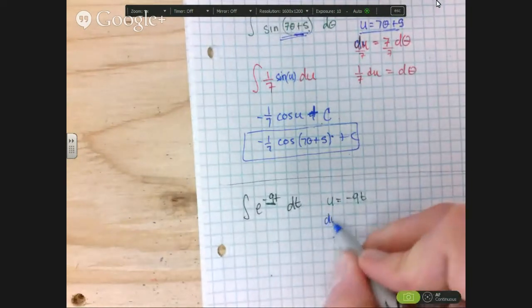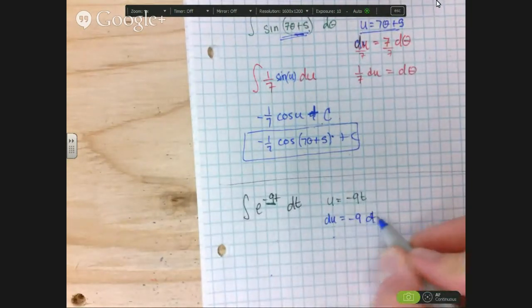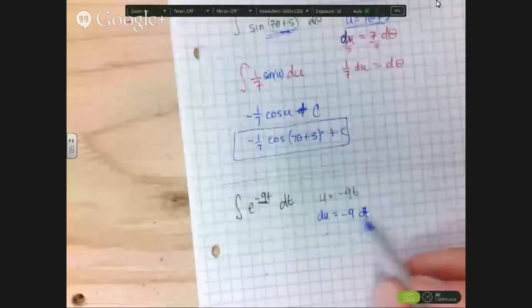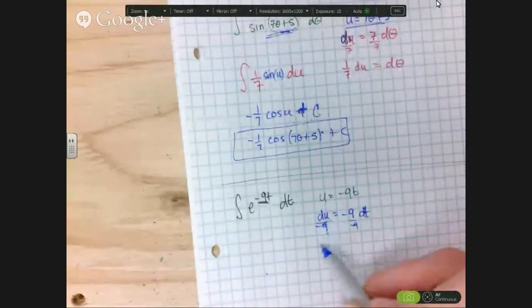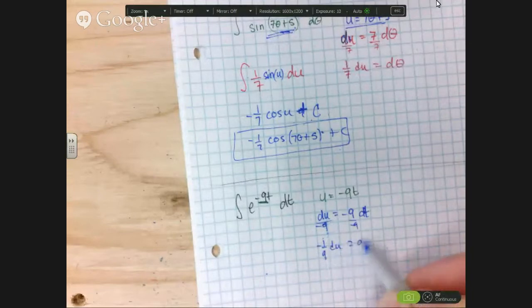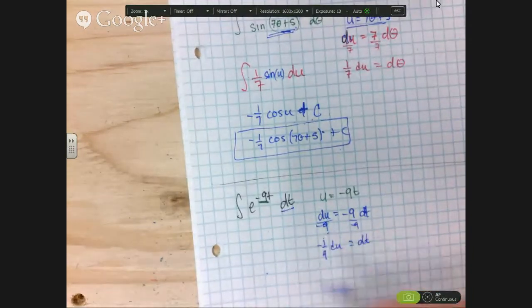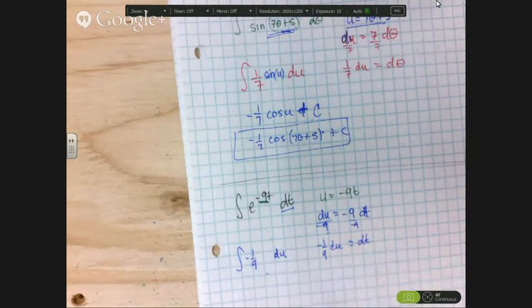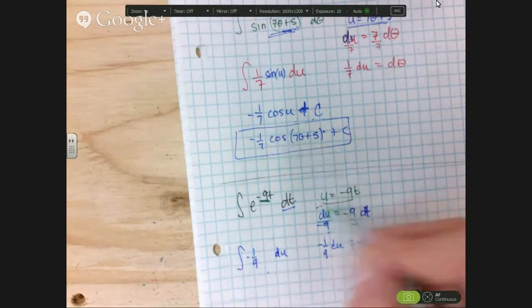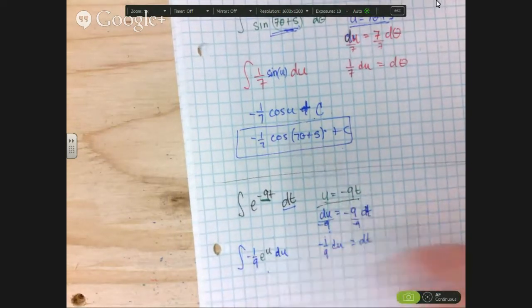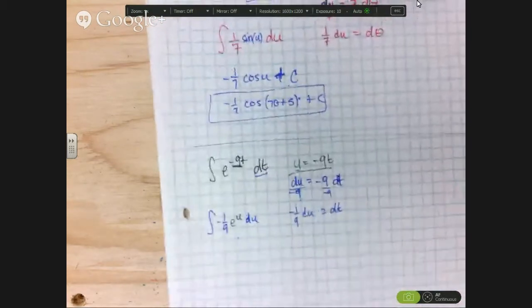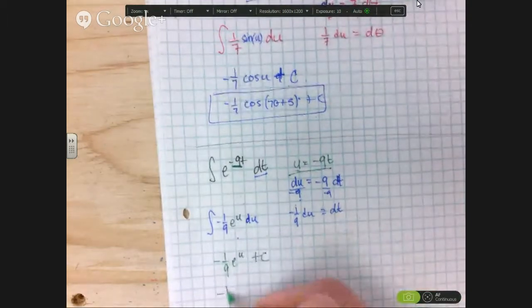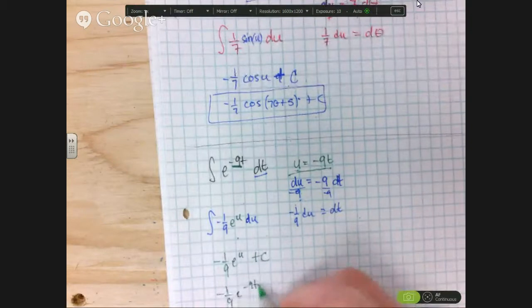du equals negative 9 dt. There's no negative 9 out here, so I'm going to divide by negative 9. Negative 1/9 du equals dt. That goes in for dt. And then we have this, which gives us e to the u. Now you can take the derivative or integral of e to the u. So we end up with negative 1/9 e to the u plus c, which is negative 1/9 e to the negative 9t plus c.